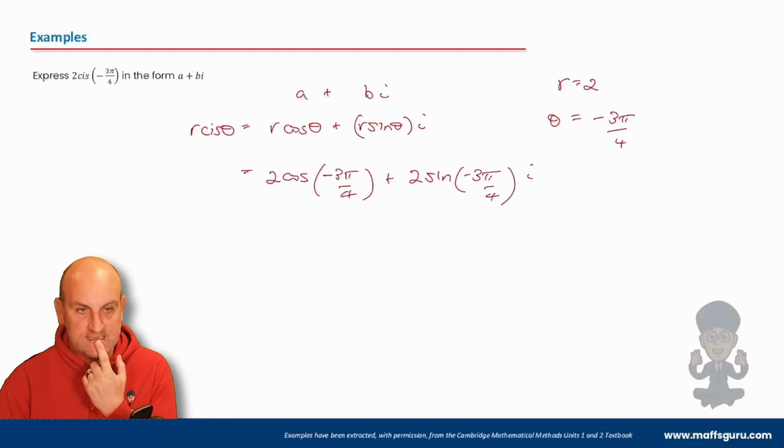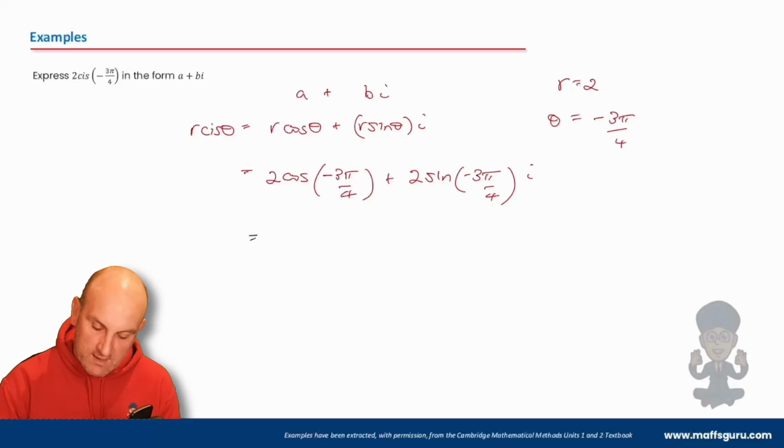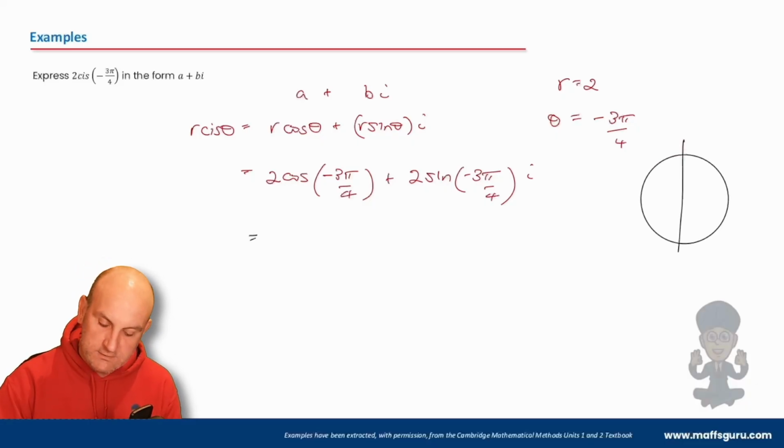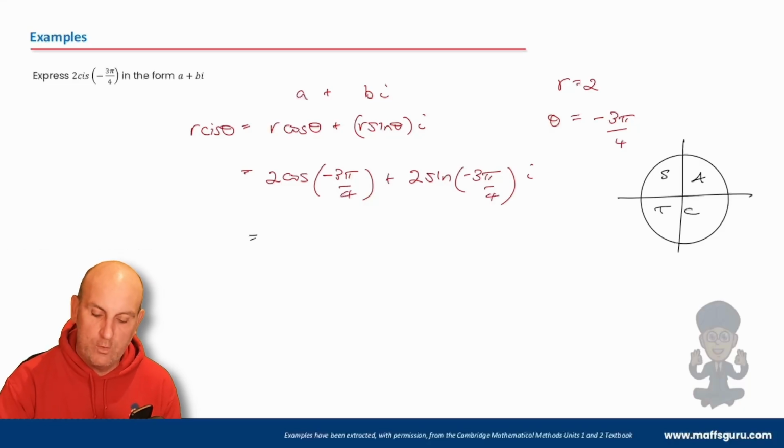Okay, so minus 3 pi on 4. I'm going to draw my unit circle. And again, if you know all of these, much respect. But minus 3 pi on 4 is there, and that is pi on 4. So cos in that situation is going to be negative. So we're going to end up with minus 2 times the cosine of pi on 4.